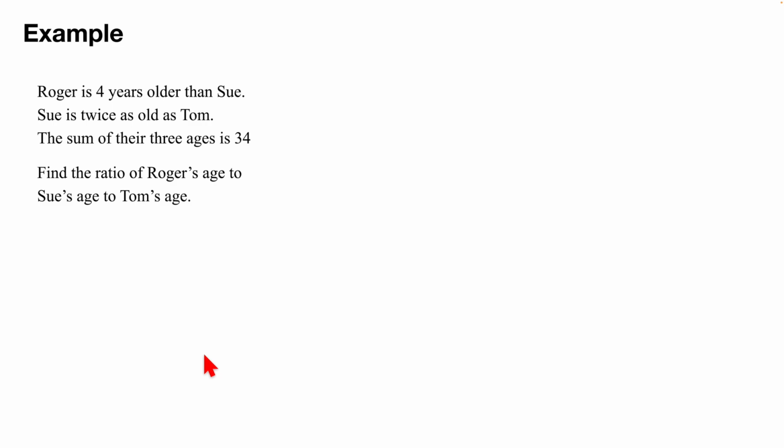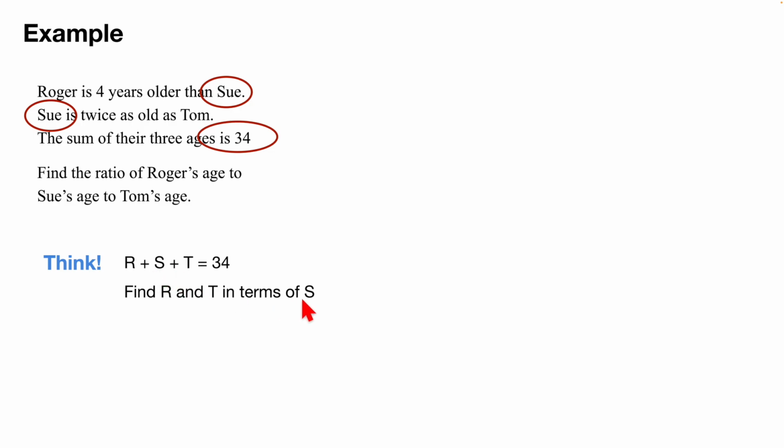Roger is 4 years older than Sue. Sue is twice as old as Tom. Sum of the ages is 34. Right, well we know where this is going. The sum of the ages is 34. Roger, Sue and Tom equals 34. Sue is in both sentences, so I'm going to express Roger and Tom in terms of Sue, and then I'm going to add them, then I'm going to find what S is.